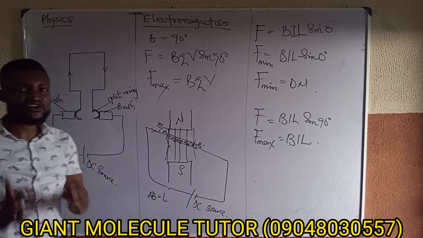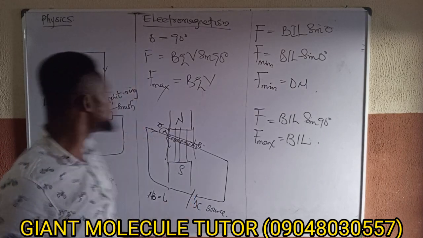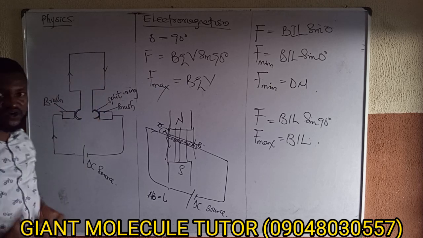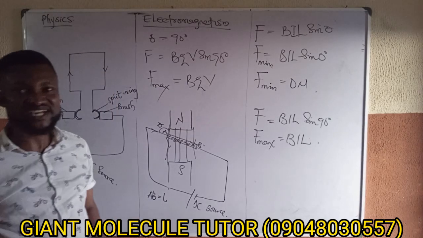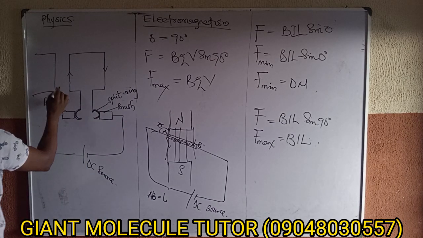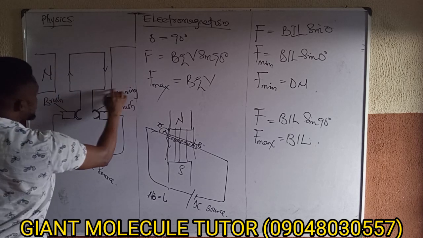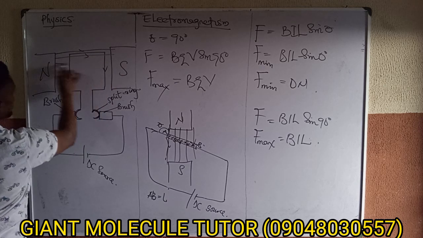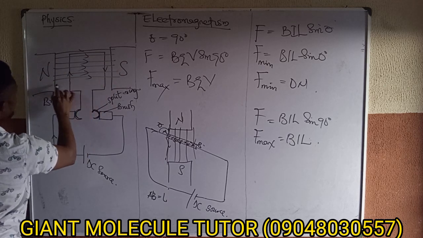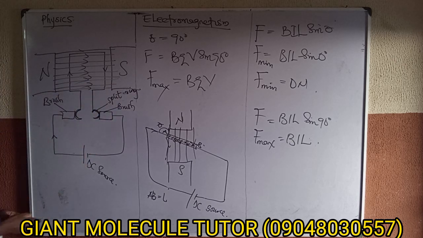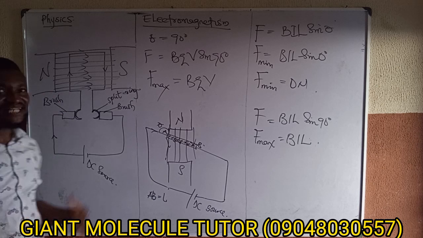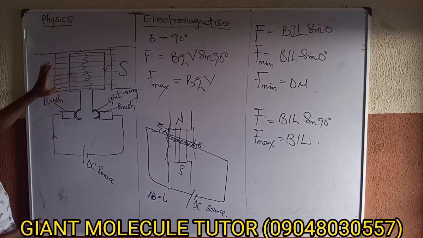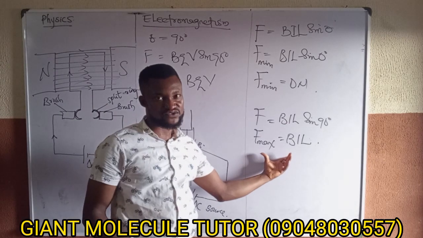Now, remember, whenever current moves through a conductor, a magnetic field is created, which means there is a concentric magnetic field around that very conductor. Now, if you have an external magnet, maybe here is north, and here is south. The field moves from north towards south. This magnetic field of the magnet will interact with the field of the conductor, and that constitutes a force. And we said that the force on that conductor is calculated using this.